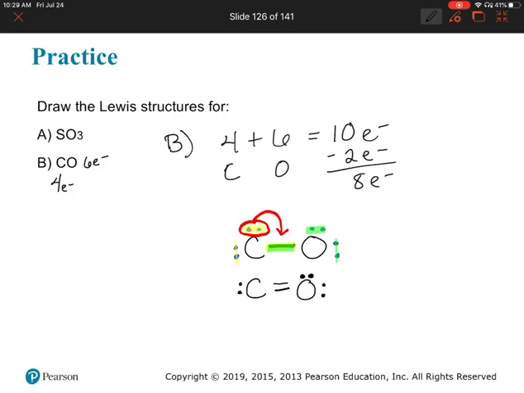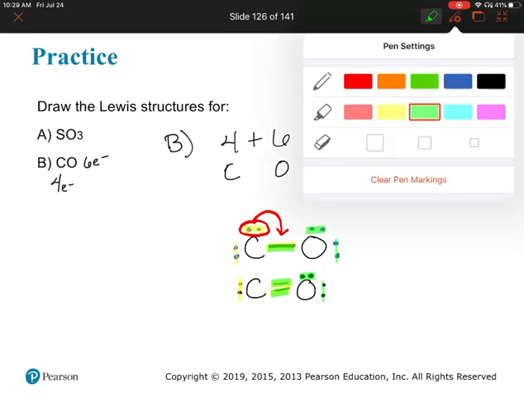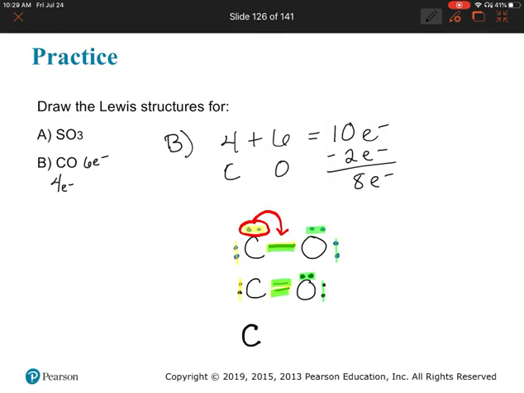Now let's count. Carbon has 2, 4, 6 still. Ugh, okay. What about oxygen? Oxygen has 2, 4, 6, 8. Okay, oxygen's happy. So maybe what we'll do is move some electrons from oxygen over, and then it'll share more electrons with carbon, and hopefully carbon will have 8 electrons. Let's move this pair over, so we're going to form a triple bond.